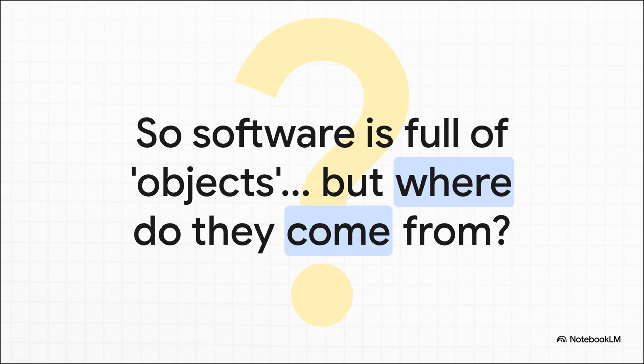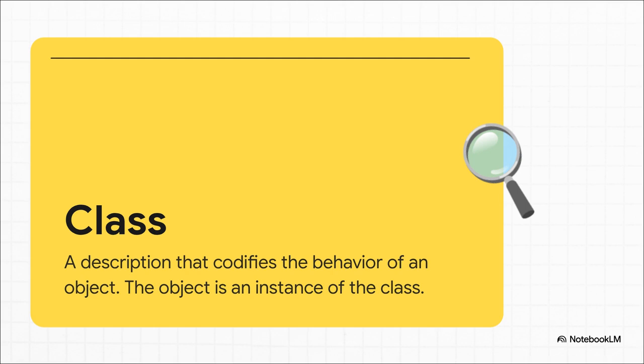But that leads to the next big question, right? If your program needs, say, 1,000 bouncing balls or dozens of different cashier lines, do you have to build every single one from scratch? Where do all these objects actually come from? They come from a class. And here's the trick. A class isn't the object itself. It's the master blueprint. It's the template, the cookie cutter, the set of instructions that defines what all objects of a certain type are going to look like and how they're going to act. It's the recipe you use to make the actual objects.